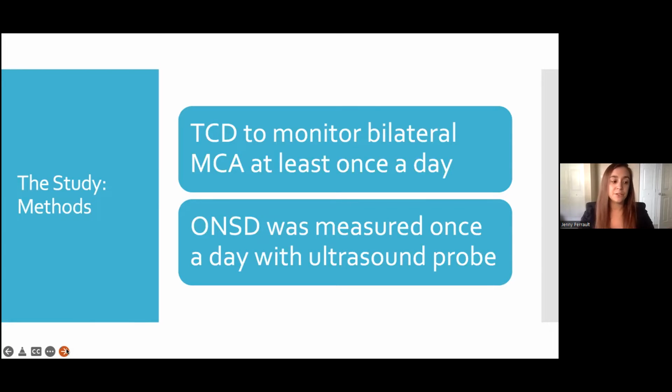So TCD was used to monitor the middle cerebral artery bilaterally, and the peak systolic velocity, end diastolic velocity, mean flow velocity, and PI were all recorded at the same time, and that was all done once a day. ONSD was measured once a day with an ultrasound probe, and each eye was measured twice, and the average was used for the data analysis.